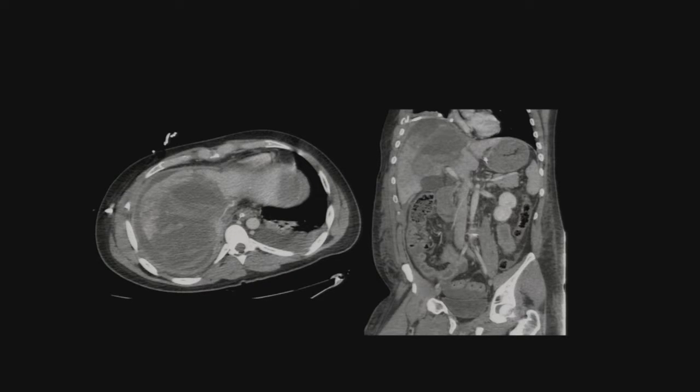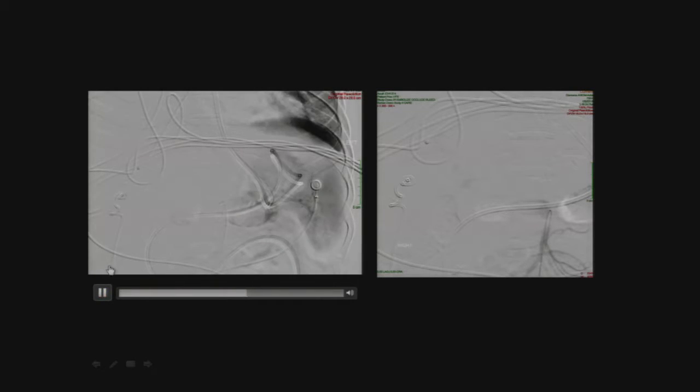So we had another CT scan obtained, which then showed a pseudoaneurysm within the body of the liver. So then he was referred to IR. I thought this was an interesting series of angiography runs. So this is selective catheterization of the celiac, and you can see that the liver does not light up here.